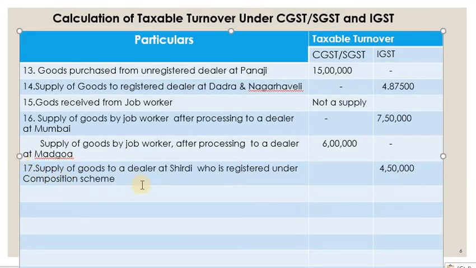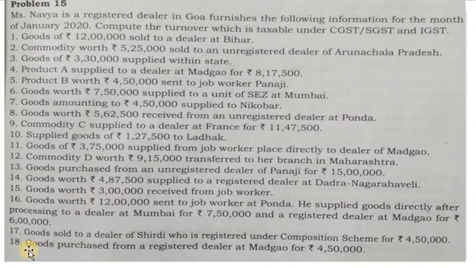So let's write that. I have written here supply of goods to a dealer at Shirdi who is registered under the composition scheme. Here it is nil for CGST and SGST because it is an interstate transaction; IGST has to be levied. Let's go to the last one, the 18th one. Goods purchased from a registered dealer at Madgaon for rupees 4,50,000. So it is a purchase transaction. You are purchasing the goods, so it is not a supply.